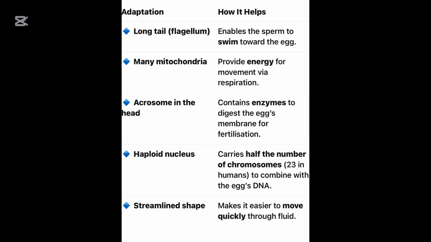As for the haploid nucleus, like I said, it carries half the number of chromosomes, which is 23 in humans, and combines with the egg cell, which also has 23, and in total, after combining with the egg cell, forms the total number of 46 chromosomes. Let's talk about the streamlined shape of the sperm. This makes it easier to move quickly through the fluids present in the female reproductive tract during fertilization.